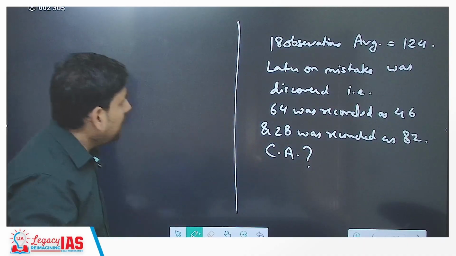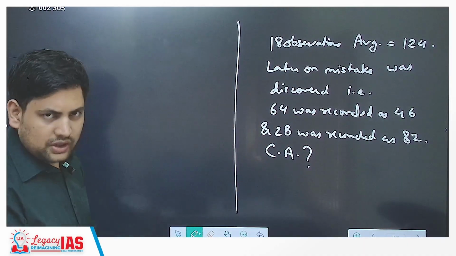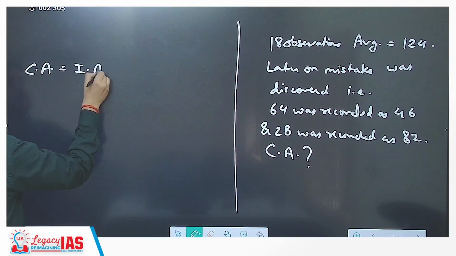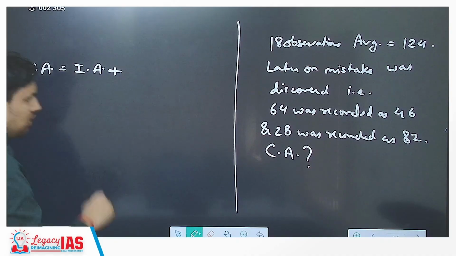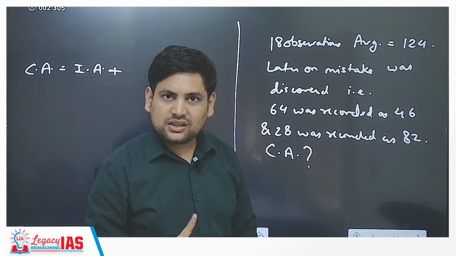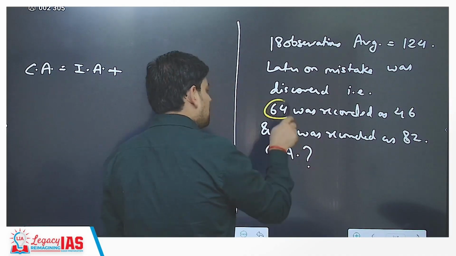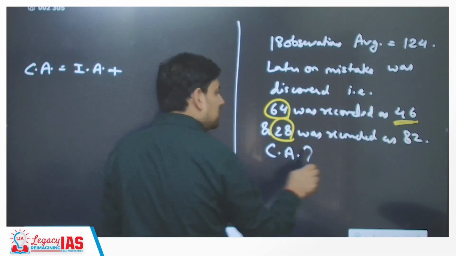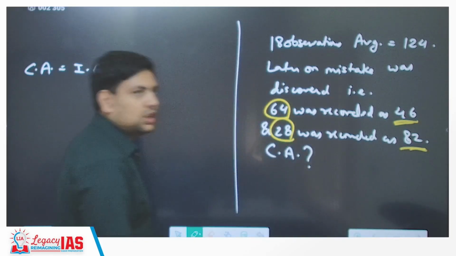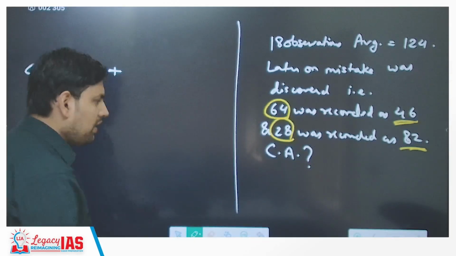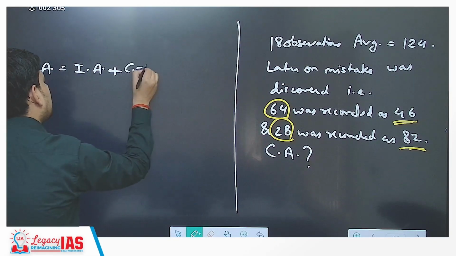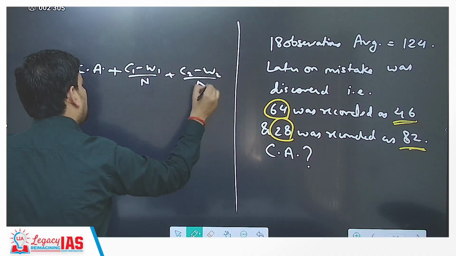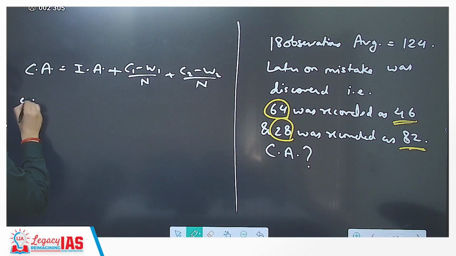Okay, how will you find? 18 observations, average is 124. Now corrected average is equal to incorrect average plus, now you have two observations that are given incorrect. So 64 was the correct observation, but it was recorded as 46. 28 would have been the correct observation, but it was recorded as 82. Correct? Now you add both of them, so let's write C1 minus W1 by N plus C2 minus W2 by N.